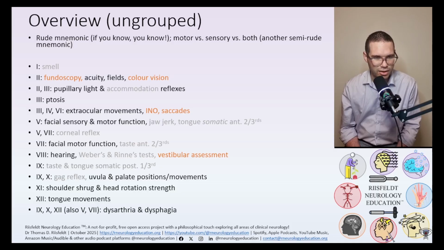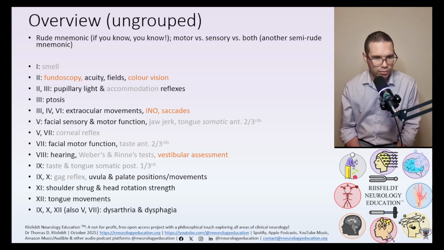Next is the ninth nerve, the glossopharyngeal nerve, and that's for taste and also the somatic sensation in the tongue, both in the posterior 1/3 of the tongue, ipsilaterally. Next is the ninth nerve and the 10th nerve, the vagus nerve, and that's for the gag reflex, along with uvular and palatal movements and positions. Next is the 11th nerve, the spinal accessory nerve, and that's for shoulder shrug and head rotation strength. And then lastly is the 12th nerve, the hypoglossal nerve, which is for tongue movements and positions.